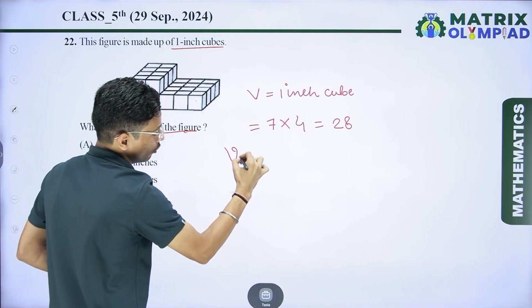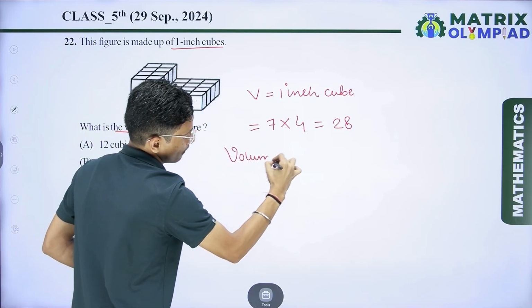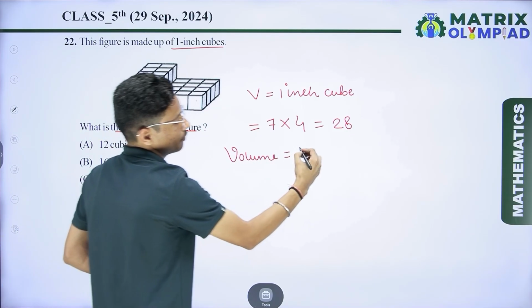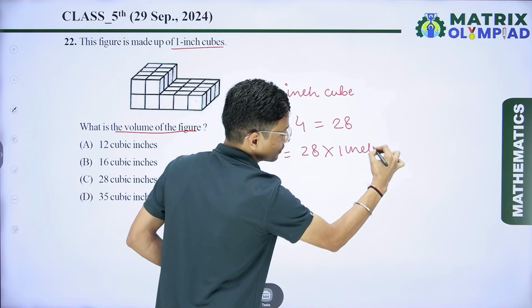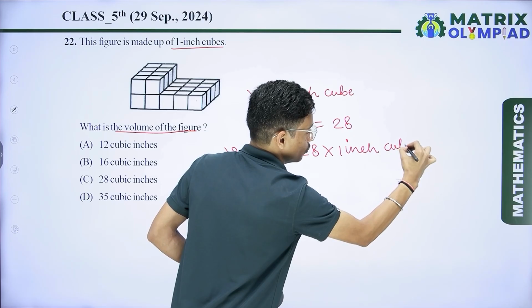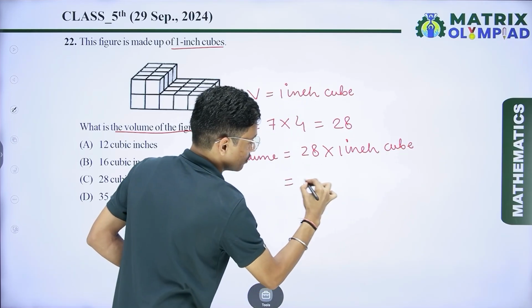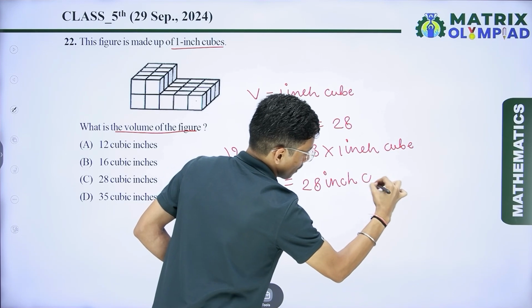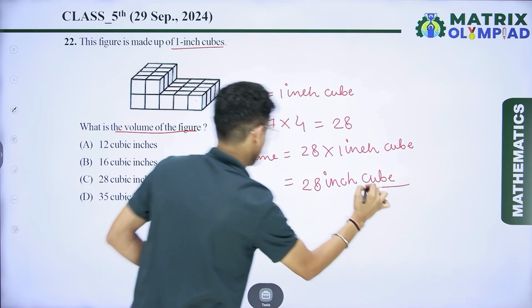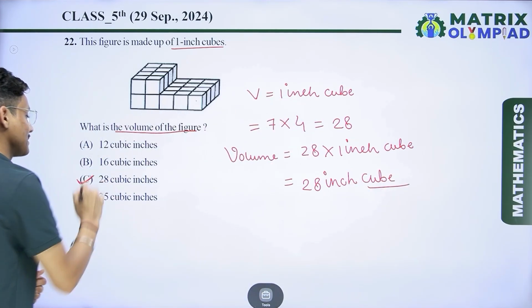So volume is equal to 28 multiplied by 1 inch cube. So the volume of the whole diagram is equal to 28 inch cube. So option C is correct.